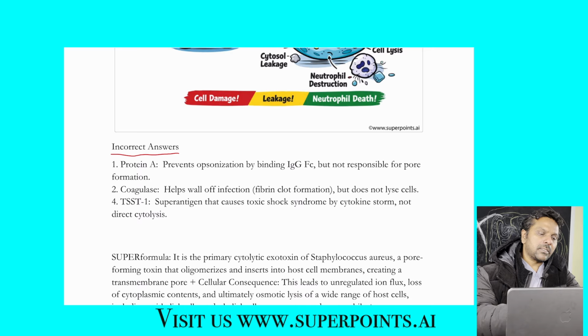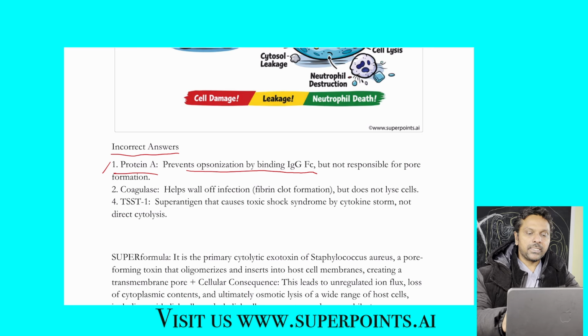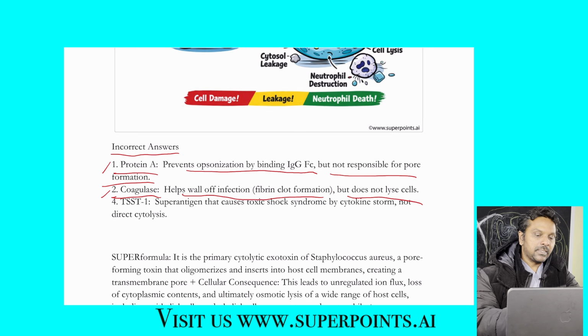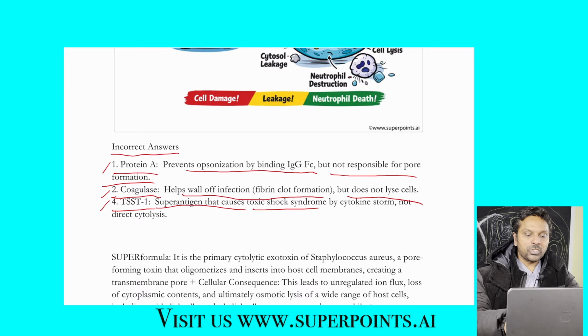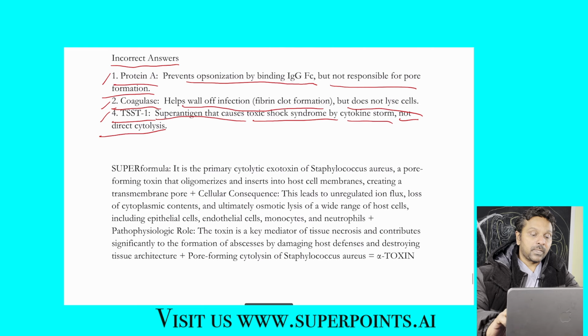Incorrect answers: why not protein A? It prevents opsonization by binding IgG-Fc but is not responsible for pore formation. Coagulase helps wall off infection but does not lyse cells. TSST-1 is a superantigen that causes toxic shock syndrome by cytokine storm, not direct cytolysis.